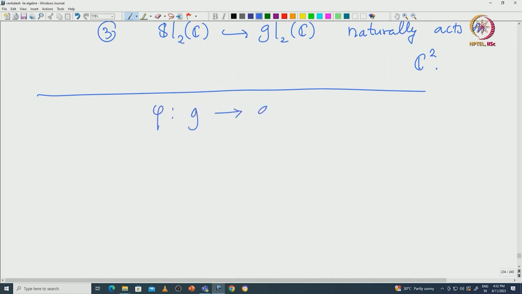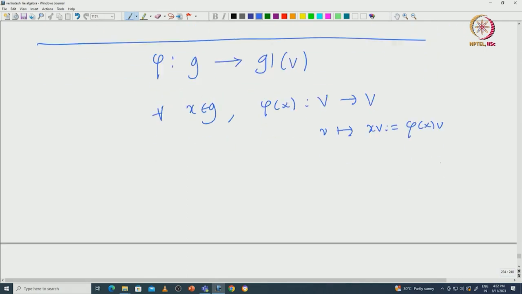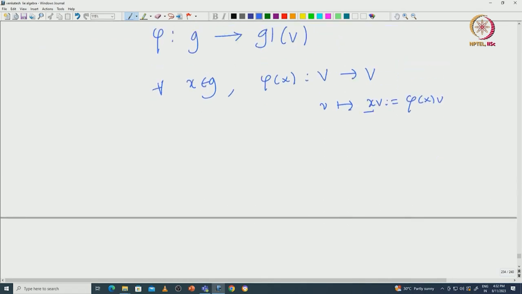So, you have phi from G to GL of V. Then for each x in G, you have this phi x, which is a map from V to V. So, given v, you have x v, which is defined to be phi x of v. This association takes an element of G and an element of V and gives an element of V. So, the same information can be encoded as follows. You can define a new map from G cross V to V, and if you want, you can call it phi tilde. What is this phi tilde? It maps (x, v) to x v, which is phi x of v.